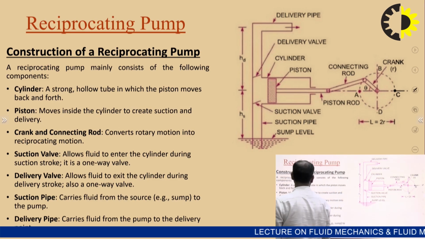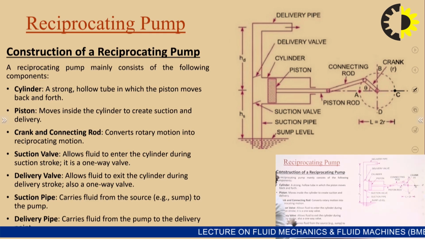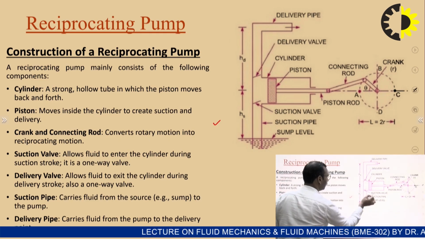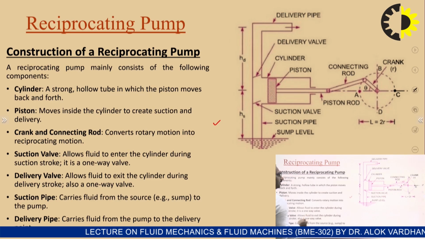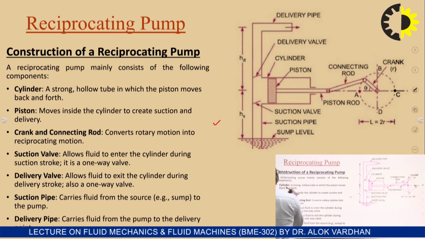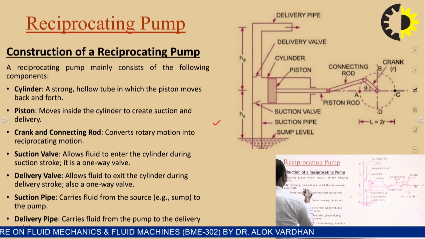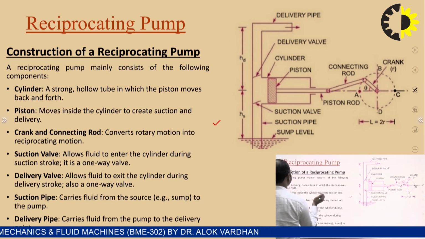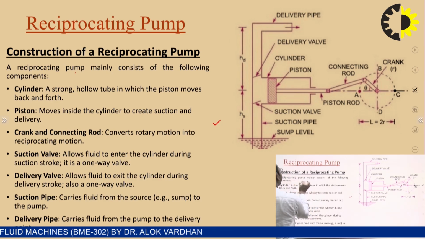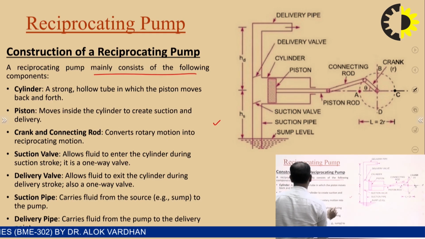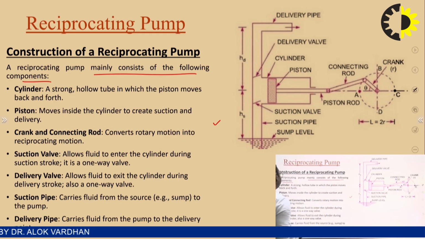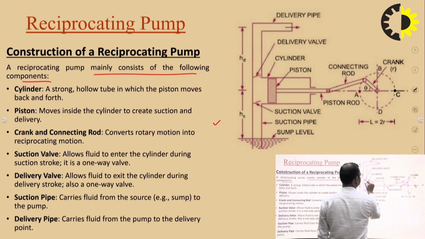Then the second pump is the reciprocating pump. This is the schematic representation of a single acting reciprocating pump. If I am talking about its construction, then a reciprocating pump mainly consists of the following components. The first one is the cylinder. This is the cylinder.